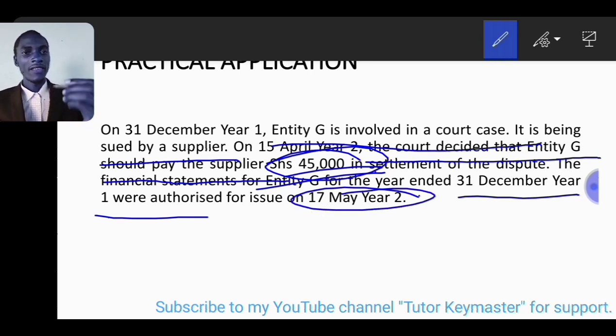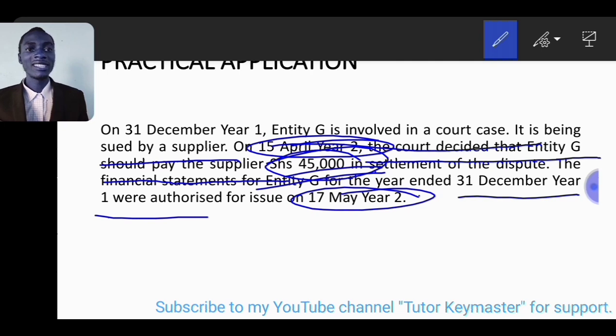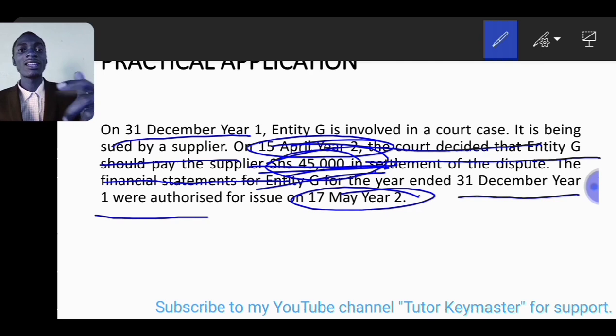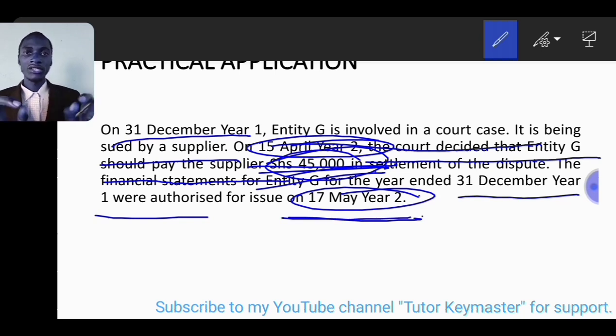So we see there is an event the company is engaged in. The company is involved in a court case on 31st December year 1. It is being sued by a supplier, but on 15th April year 2, the court decided, that is after the reporting period, because the reporting period ends on 31st December. The court decides that the entity should pay the supplier shillings 45,000 in settlement of the dispute. When are the financial statements authorized for issue? They are authorized for issue on 17th May year 2. So this is an event after the reporting period, and IAS 10 is applicable in this case.